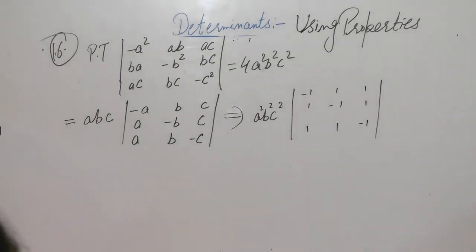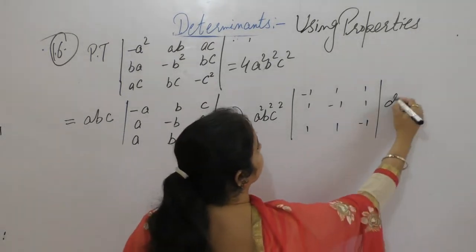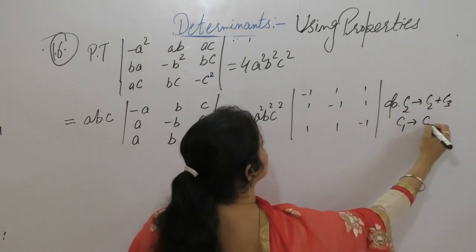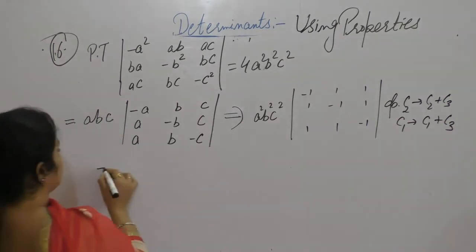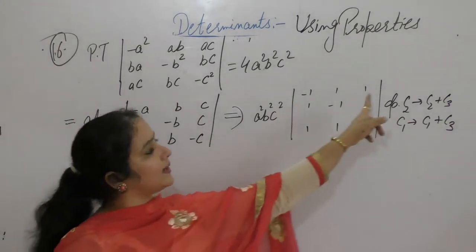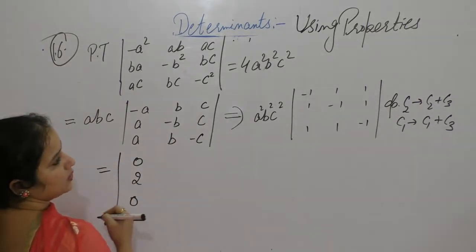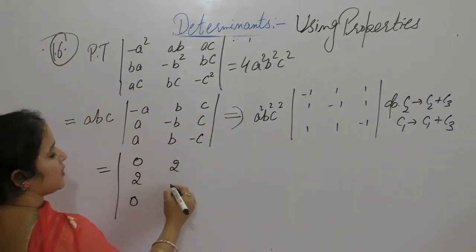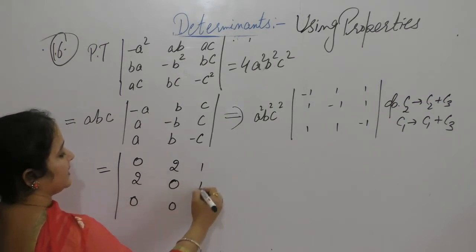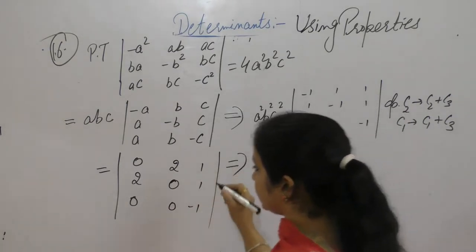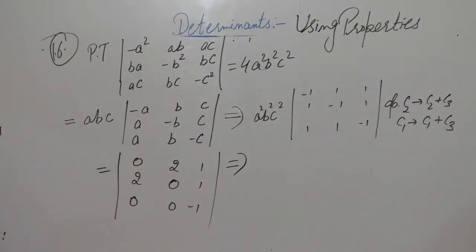Now operate C2 as C2 plus C3 and C1 as C1 plus C3. C1 plus C3: minus 1 plus 1 is 0, 1 plus 1 is 2, 1 minus 1 is 0. C2 plus C3: 1 plus 1, minus 1 plus 1, 1 plus minus 1. Now expand it. Now find the value of this.